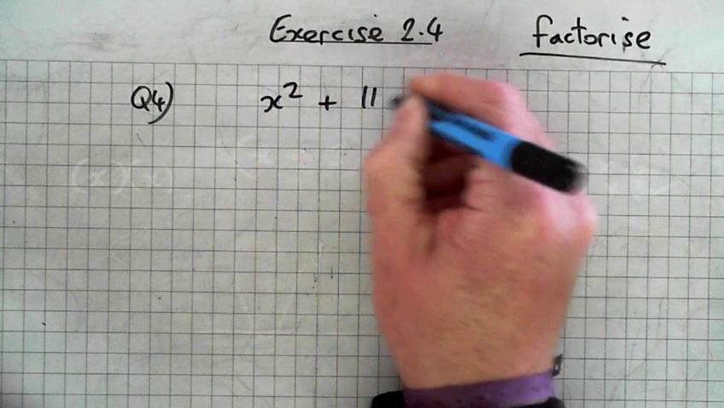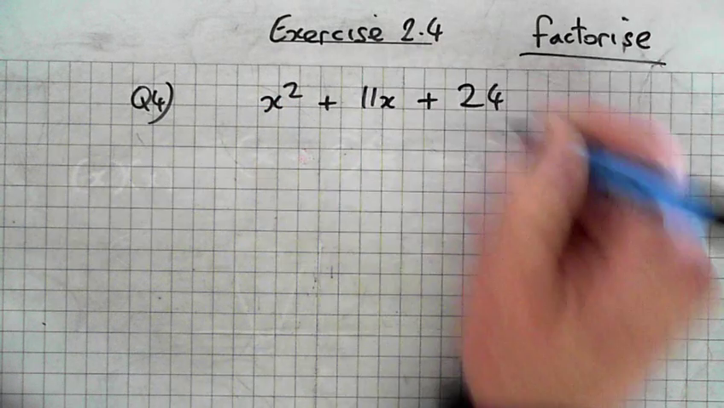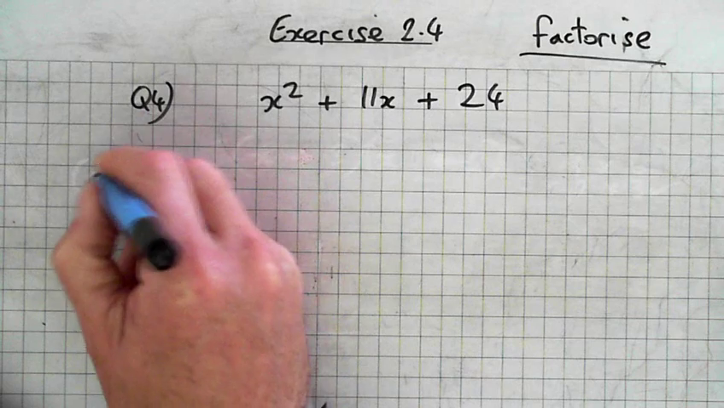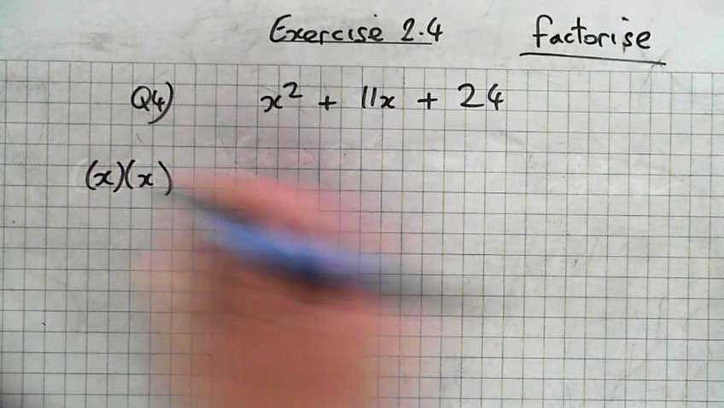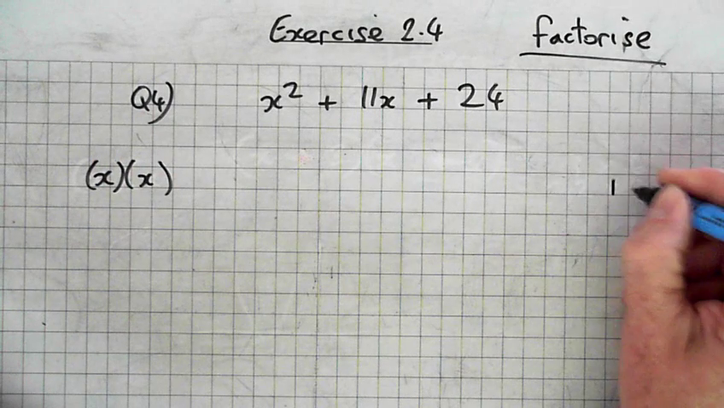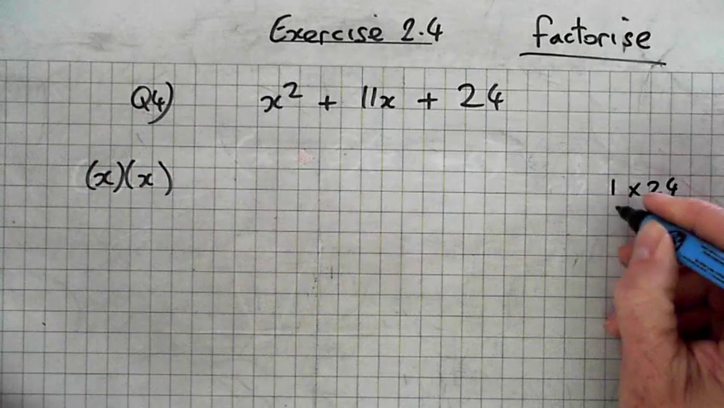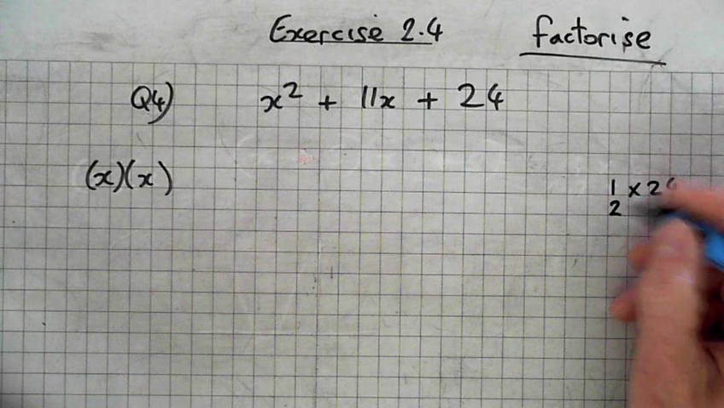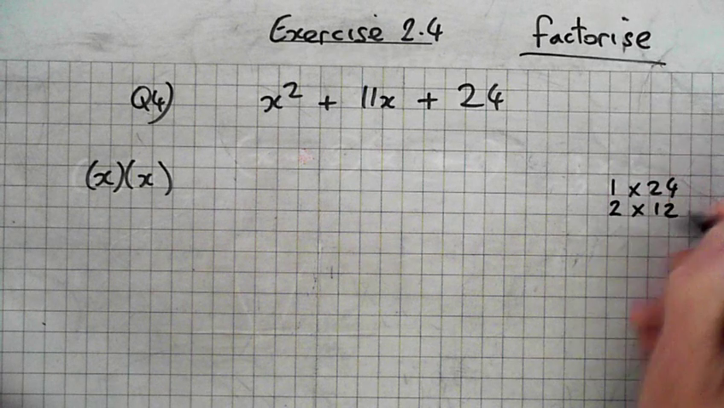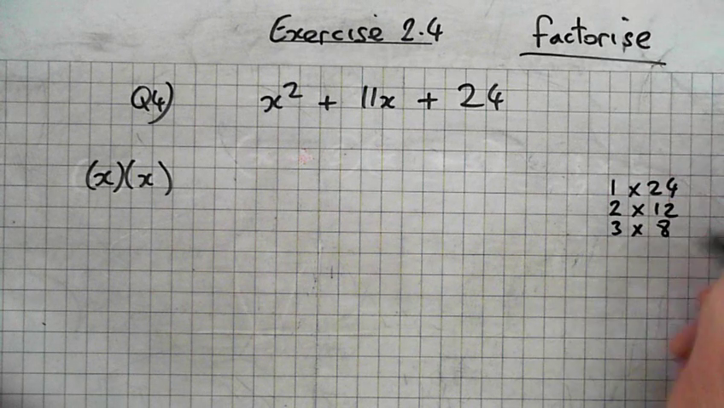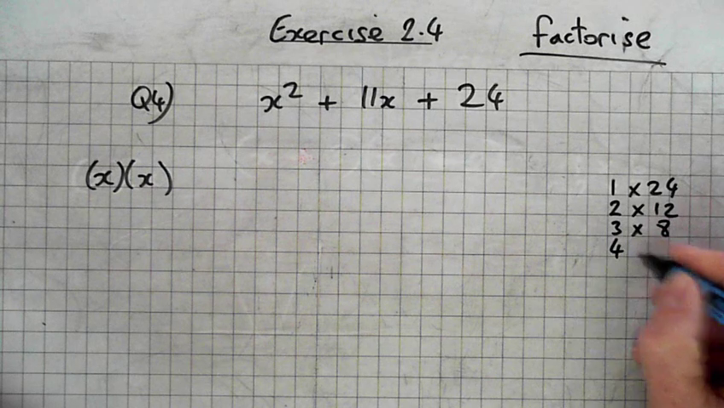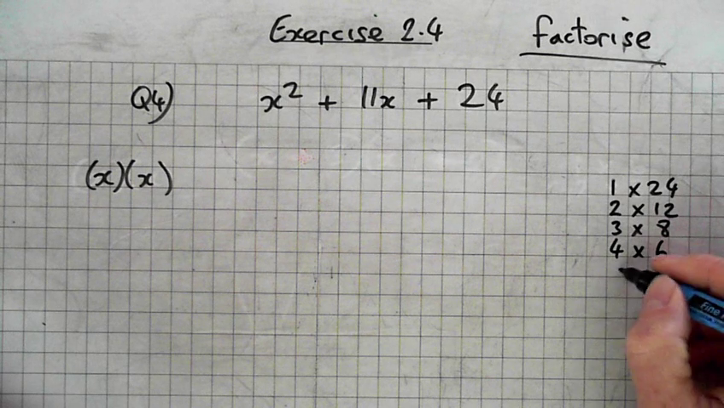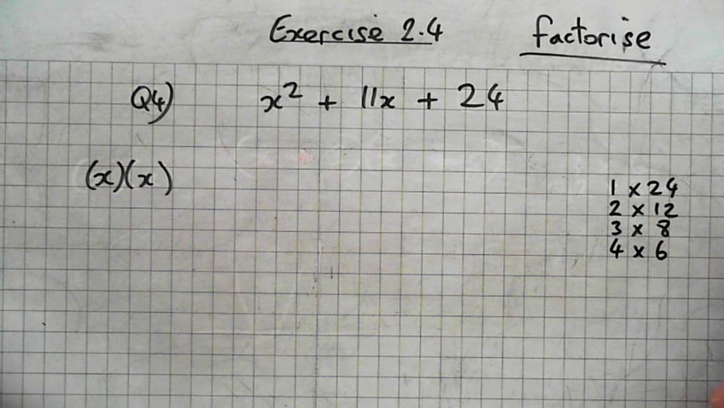Question 4. X squared plus 11x plus 24. The factors of x squared are x times x. The factors of 24, call them out. 1 times 24. Always start with 1. Does 2 divide into 24? Does 3 divide in? 3 8's 24. Does 4 divide in? Yeah. 5, 6. Well, we have a 6, so we can stop now.